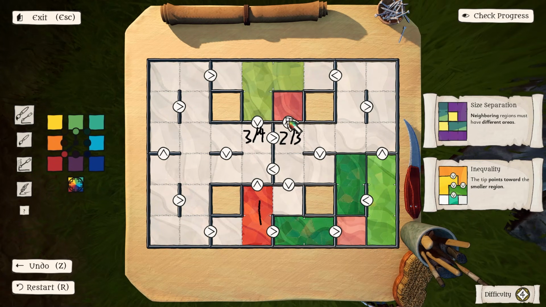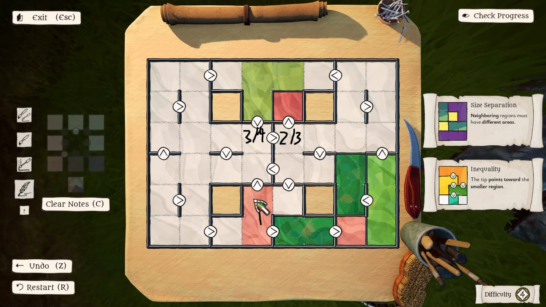What else can we say? Size separation. The size separation feels really weird in this because of all these inequalities, but sure. I guess it's relevant. I think I've used it so far, but yeah. Did not mean to do that. Let's do this.